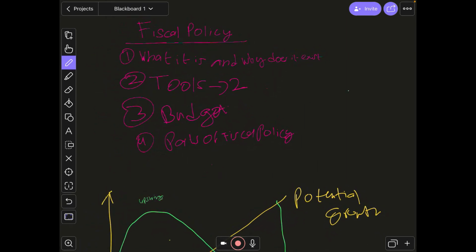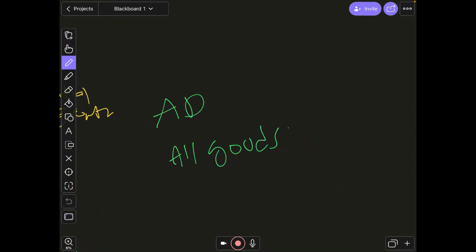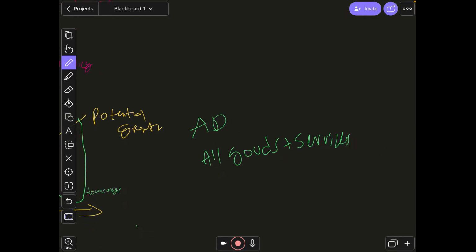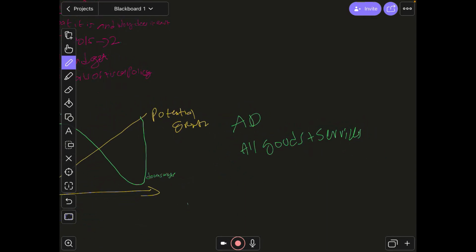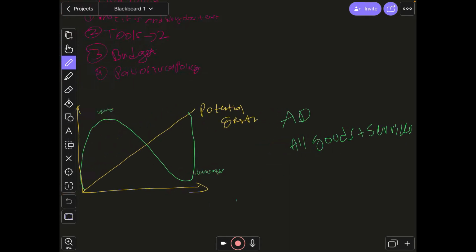So starting off with what it is and why it exists, as we just discussed, it's a demand side policy. So it is used to manipulate aggregate demand. It's all about aggregate demand. Aggregate demand is the demand for all goods and services within an economy. And so, fiscal policy is a demand management policy. It is used to manipulate the demand for all goods and services within the economy itself.